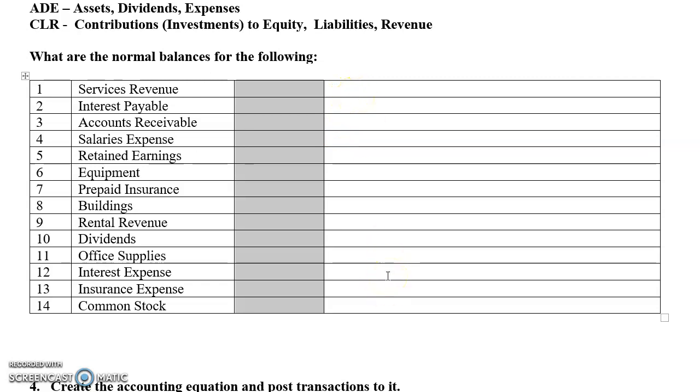And to review from the previous video, normal balance means that is how the account is increased. So some accounts will increase with a debit, some accounts will increase with a credit.